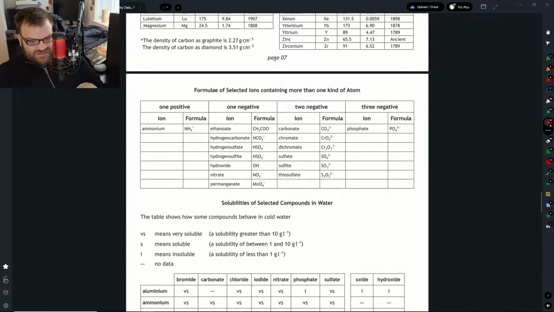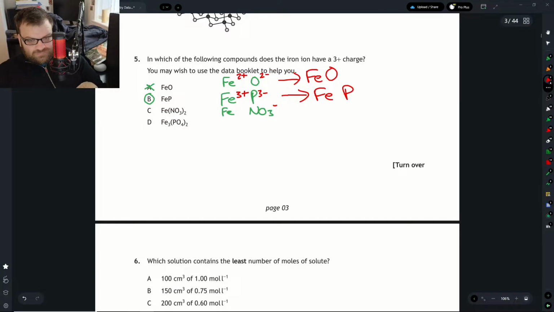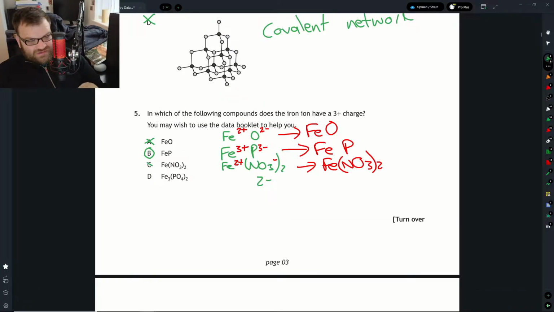Nitrate tells us that it's got a 1 negative charge. Key is, for this one, that we have got 2 nitrates. This means this would have a 2 negative charge overall, because it's 1 from each of them. If that's the case, your ion has to be 2 positive. Therefore, that is what gives us the FeNO3. That's not going to be our answer in this question.